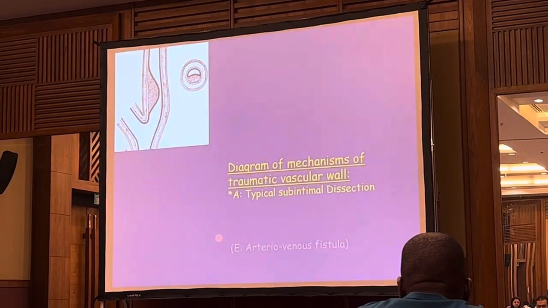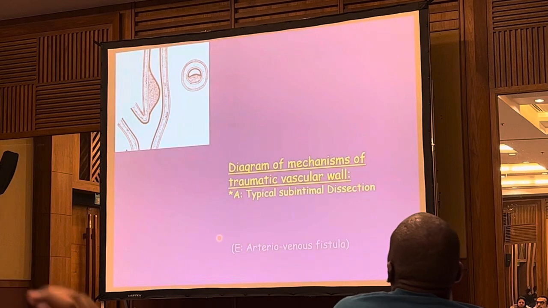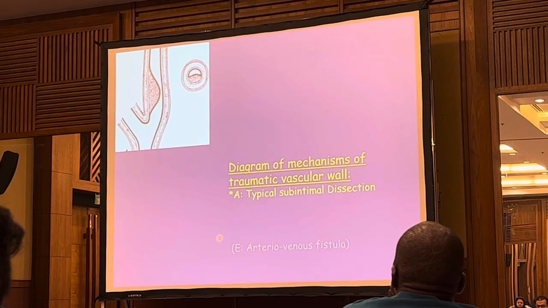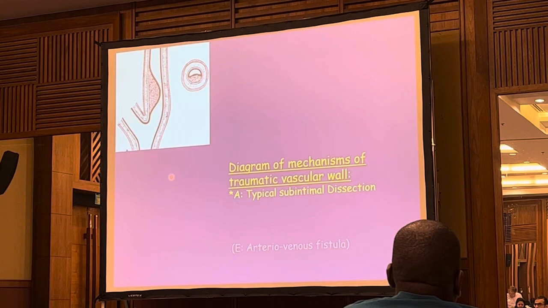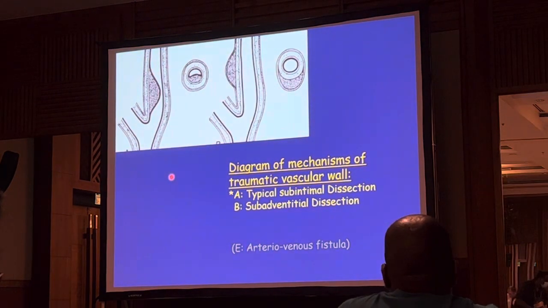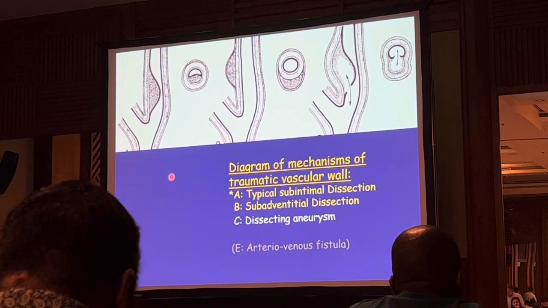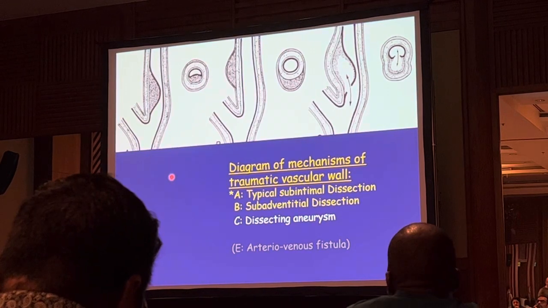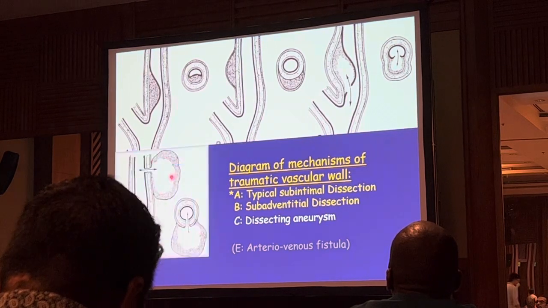Start with the neurovascular trauma. I always show the diagram of the mechanism of traumatic vascular wall injury. If you have a hit injury to a vessel, it can start with a typical subintimal dissection. Rarely it can also be a subadventitial dissection that's still normal lumen, and it can progress into the dissecting aneurysm with the inflow and outflow type.